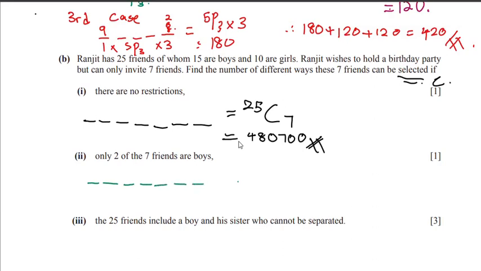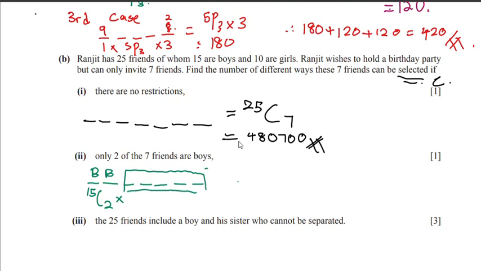2 of the 7 friends are boys, which means that my first 2 has to be boy. Since it's combination, the order does not matter. So I'm going to imagine it's like this. From 15 boys, I pick 2, which means 15C2. But we are not done yet. I have 5 more sample space.